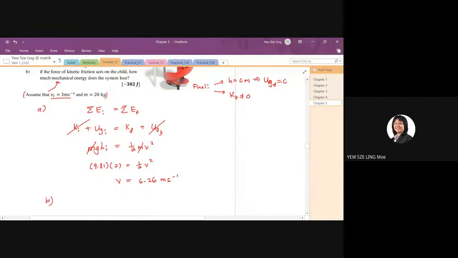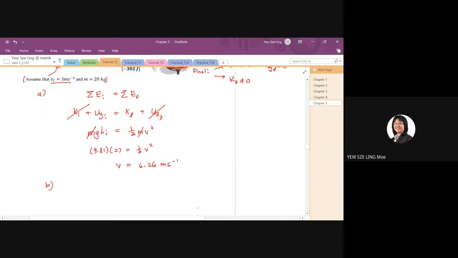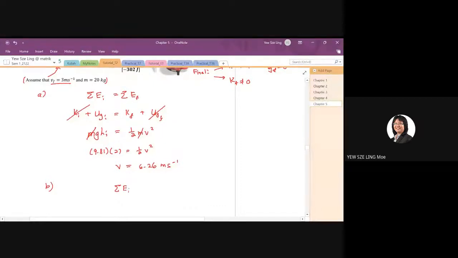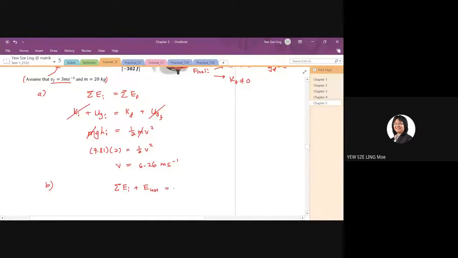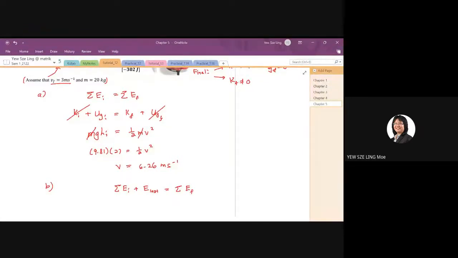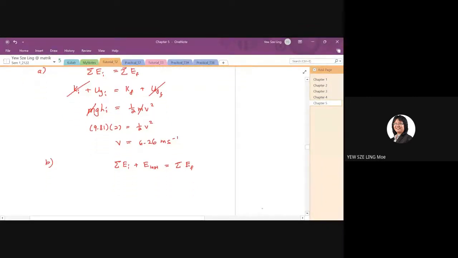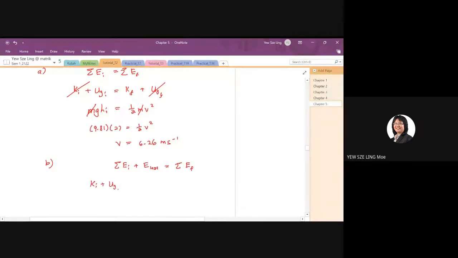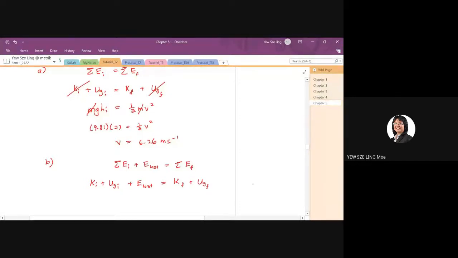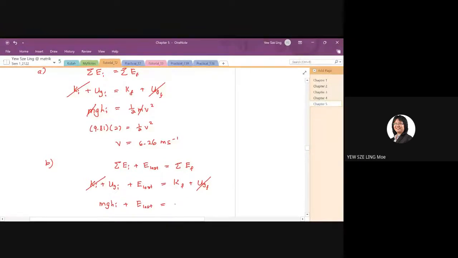Question B now asks you to calculate the force of friction, how much energy is lost. So how are we going to do the equations? Remember, summation E initial plus E loss equals summation E final. That is our equation. We expand it: K initial plus UG initial plus energy loss equals K final plus UG final. Again, the terms equal to 0 are K initial and UG final. The remaining terms are mgh initial plus energy loss equals 1/2 mv squared.